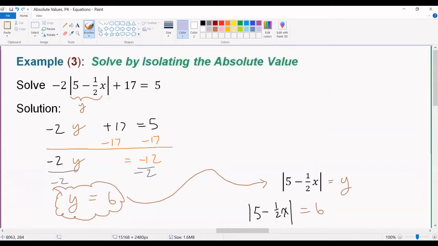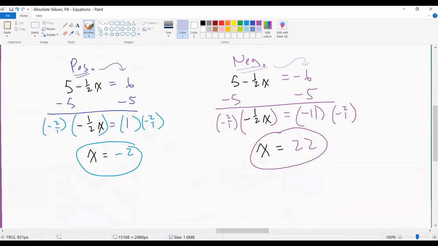How do we solve for an absolute value problem with extra operations outside the absolute values? We just isolate the absolute values as if it was a giant variable of its own. And then we can set up the positive and negative case and solve for the required variable. And that's it.